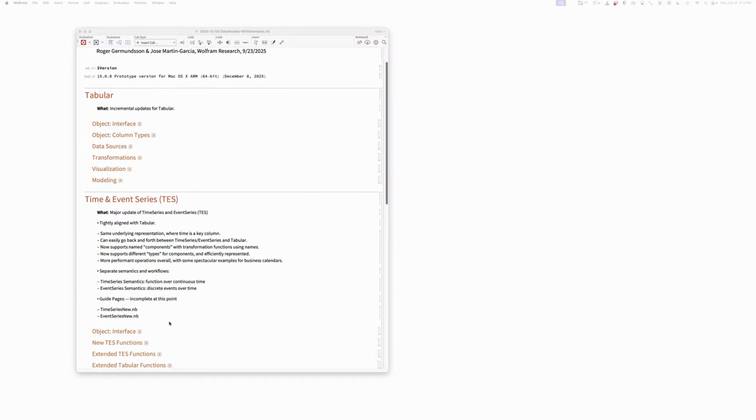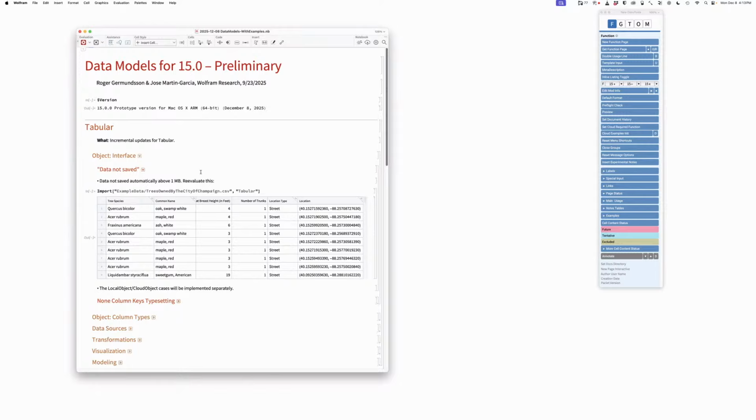All right, so where do we want to start? The top. There are some updates to Tabular, and then we go and drill into time and event series. Okay.